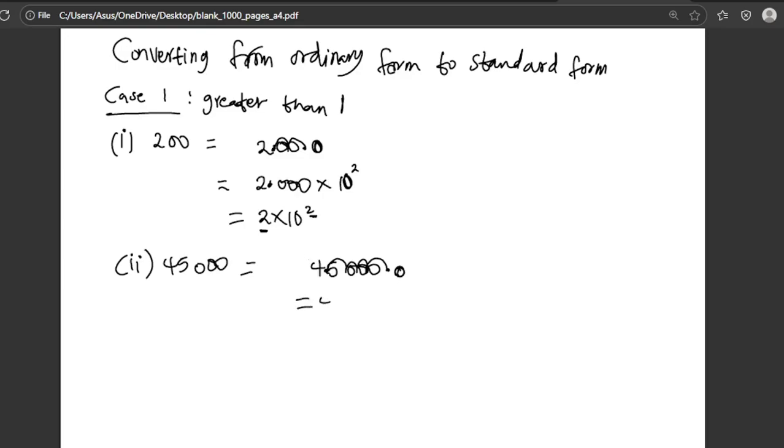So we have 4.5, right? The decimal point is now between 4 and 5. 4.5000, times 10 raised to the power what? How many times did we move? We moved 1, 2, 3, 4.